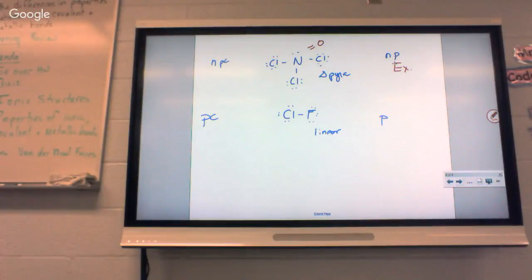So we're good, we understand, we can draw those structures, we know geometry, as soon as we memorize the chart, and we tell the polar from non-polar.